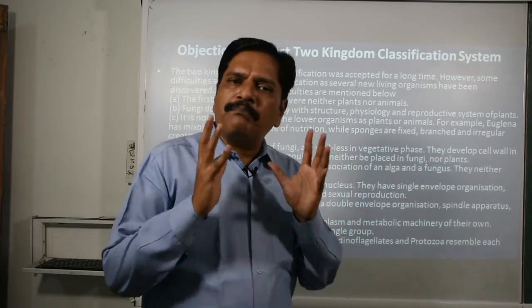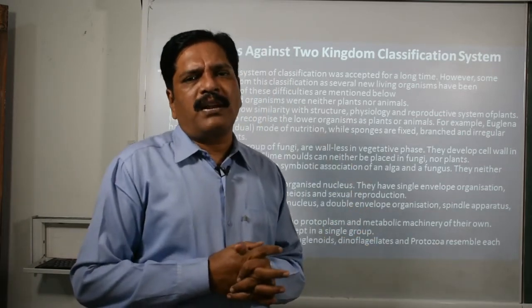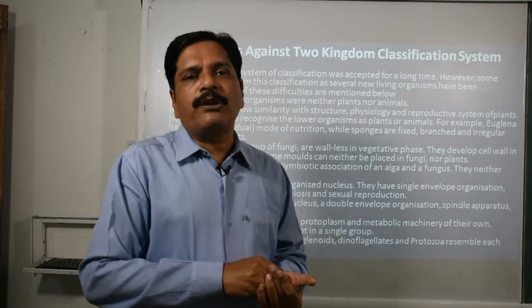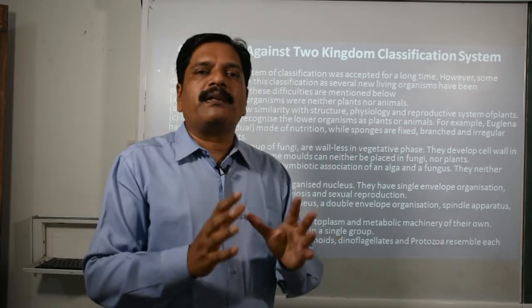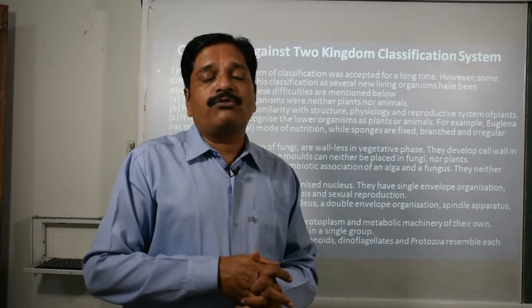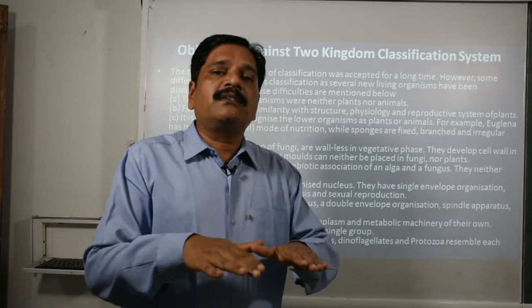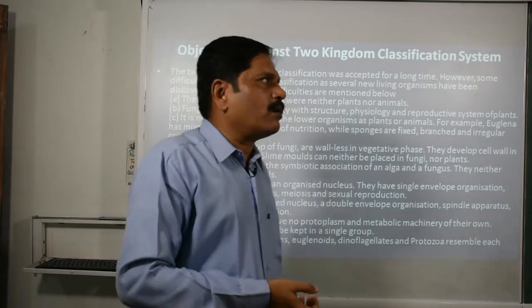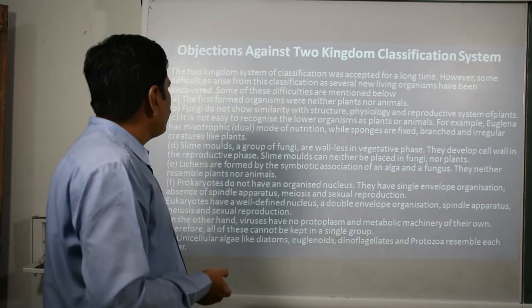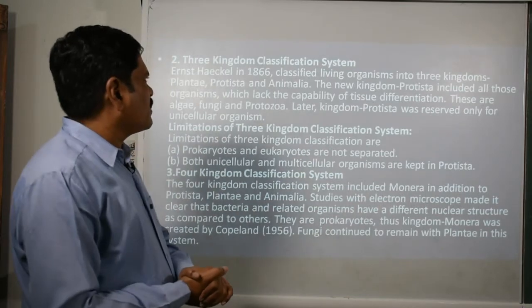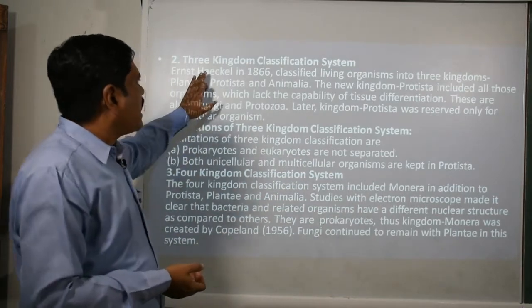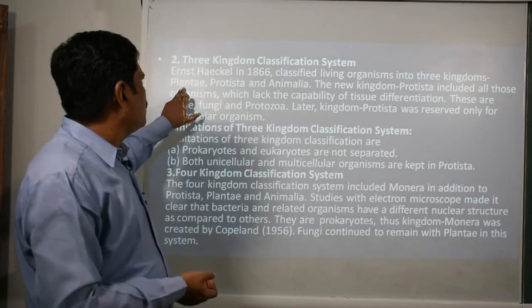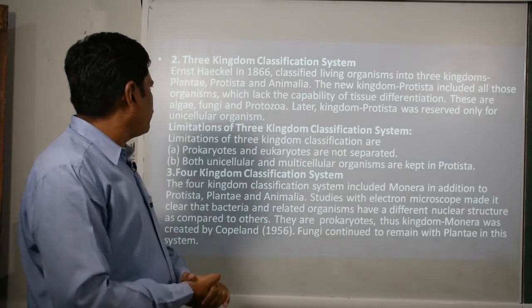But what is the best fact about this two kingdom classification? It is the first systematic grouping of organisms on the basis of fixed criteria, which started the proper classification of organisms. Now we are moving forward to the three kingdom classification. Haeckel in 1866 classified organisms into three groups: plantae, protista, and animalia.